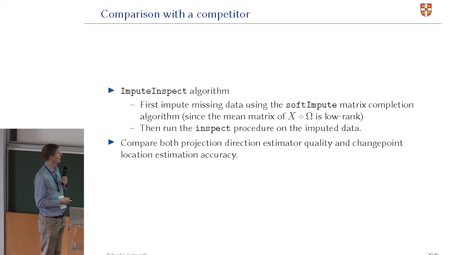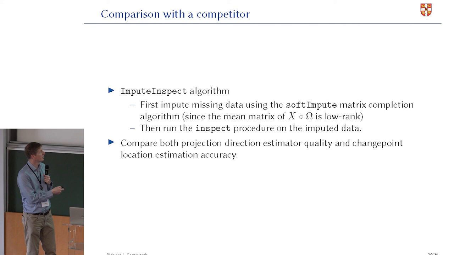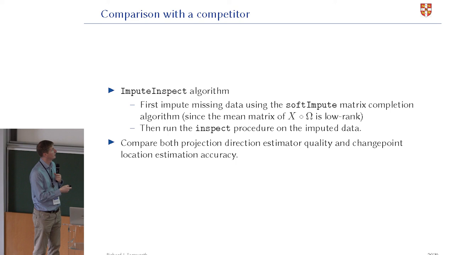Okay, so let's compare with an alternative. This is the impute-inspect algorithm that we came up with as an alternative. A natural way to try to solve this problem is to first impute the missing data and then just run the original inspect algorithm. So how can you impute? You can use the soft impute algorithm. It's a very popular matrix completion algorithm for imputing low-rank data in low-rank matrices.